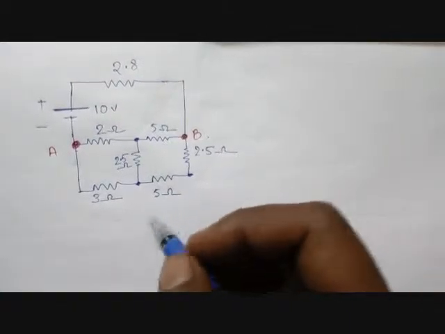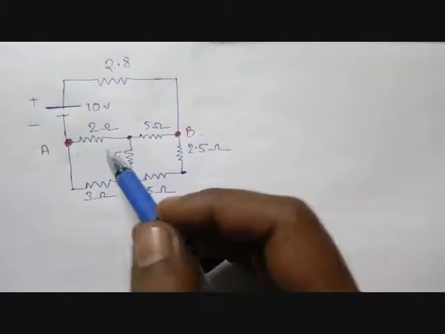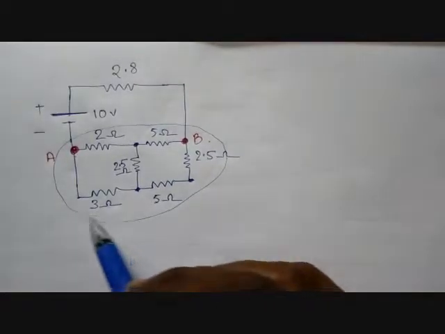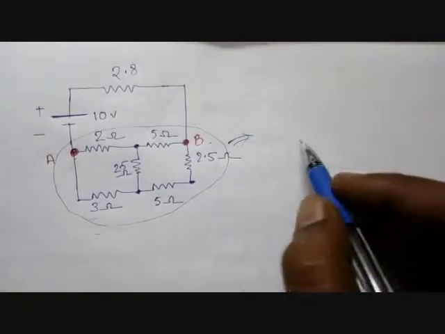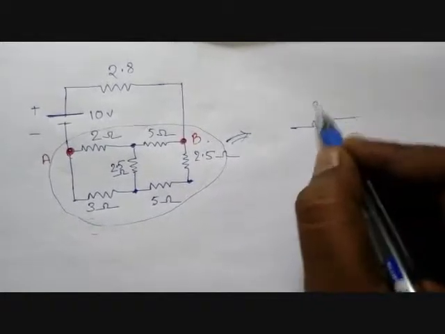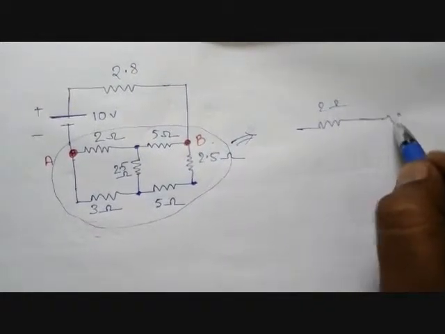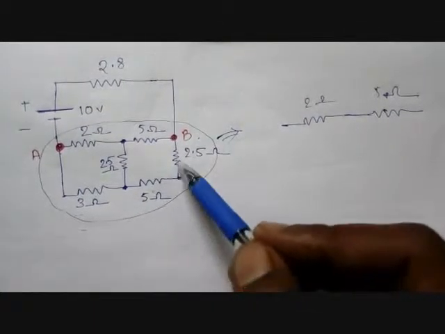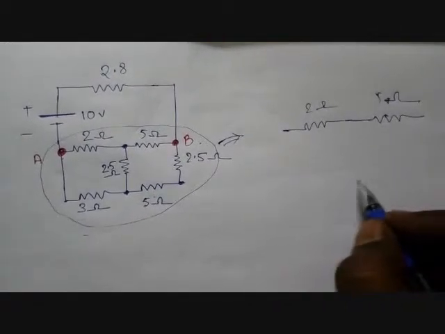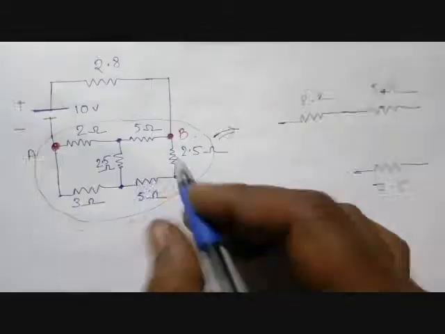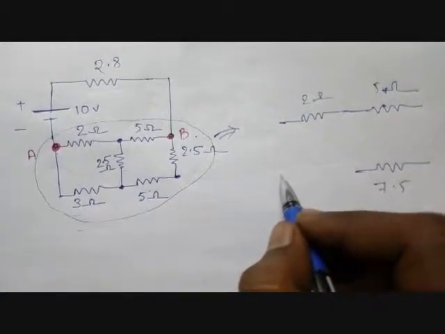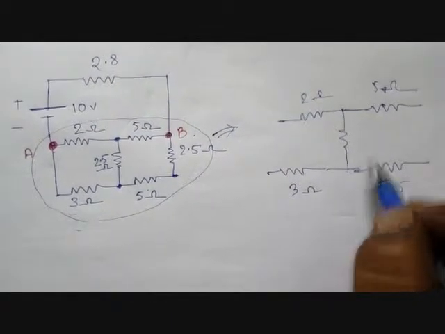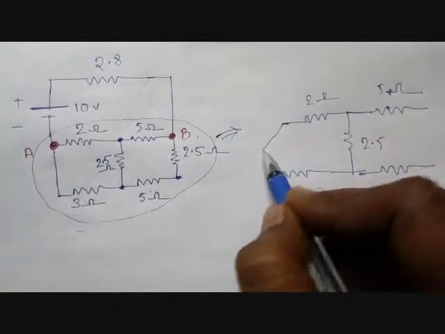Looking at that circuit connection, if you redraw only that portion, you'll get a 2 ohm resistance and a 5 ohm resistance. You can see that 2 and 5 are connected in series, so you can just add them to get 7 ohm, replacing these two. Then we have a 3 ohm resistance, and between them we have another 2.5.